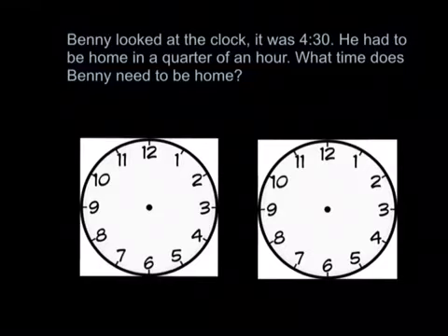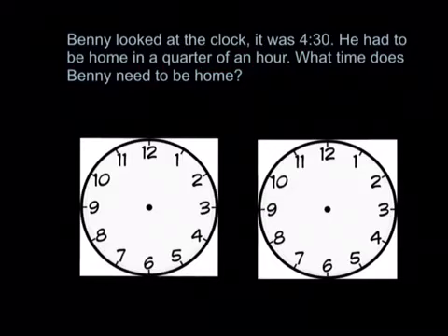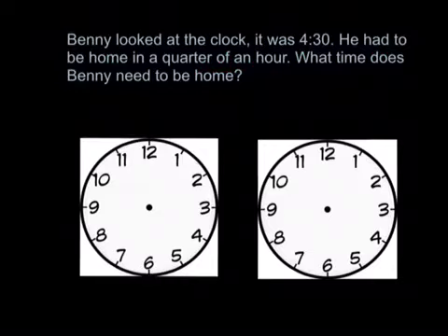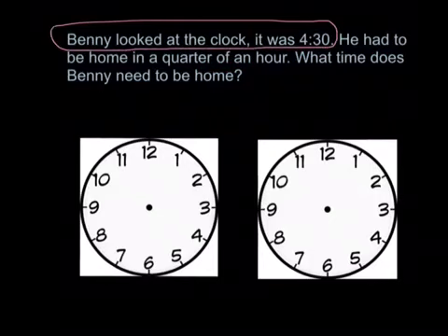Okay guys, this problem reads, Benny looked at the clock. It was 4:30. He had to be home in a quarter of an hour. What time does Benny need to be home? So this is a multi-step problem. We need to take a few steps to figure out the answer. So I'm going to circle the first part of the problem in pink. So it said Benny looked at the clock, it was 4:30. We need to do something with this information first before we can solve the problem.